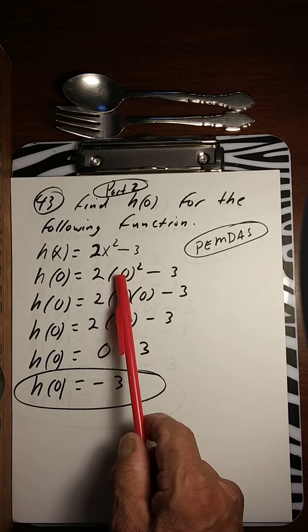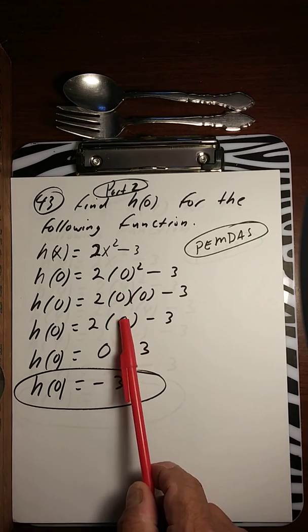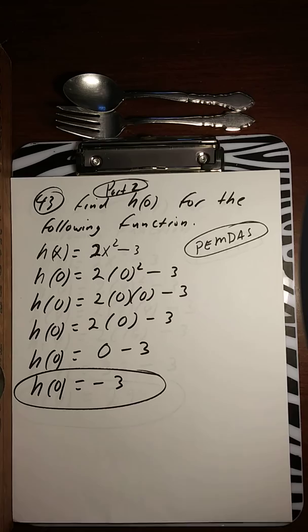h of 0 means put a 0 there. 0 times 0 is 0. 2 times 0 is 0. 0 minus 3 is negative 3.